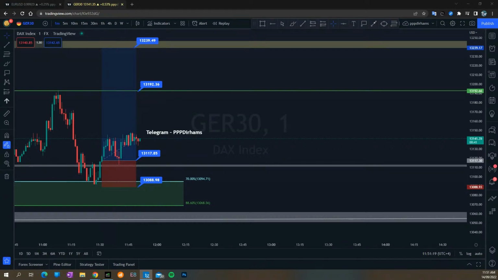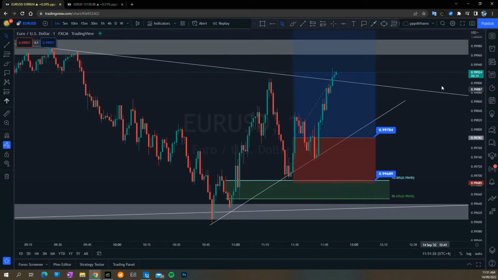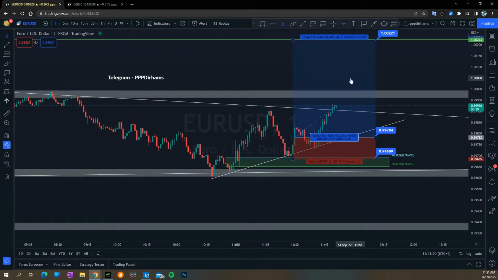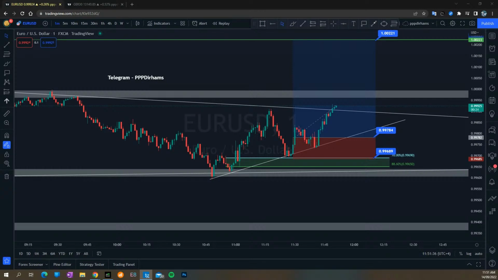I just wish our volume time actually works. These days, I don't see the volume at the volume times. So far so good. I have 12 pips on Euro USD, and we are expecting to hit up to 44 pips. So what I'm gonna do is close 50% and move my stop loss to break even. If you know me, that is how I trade.